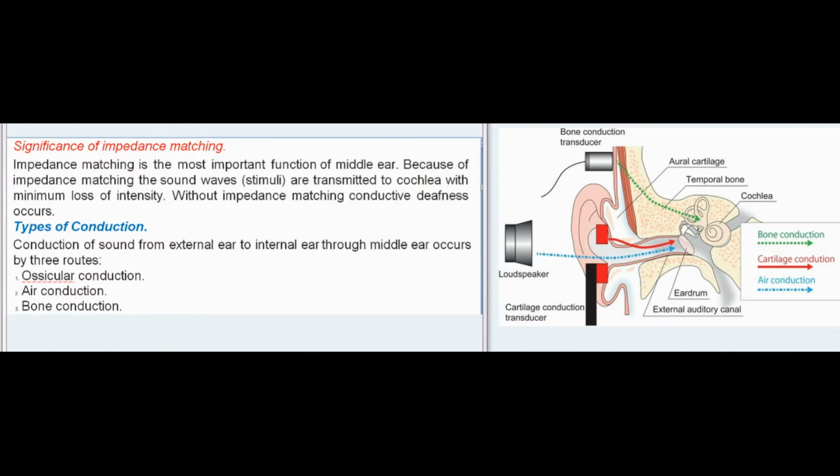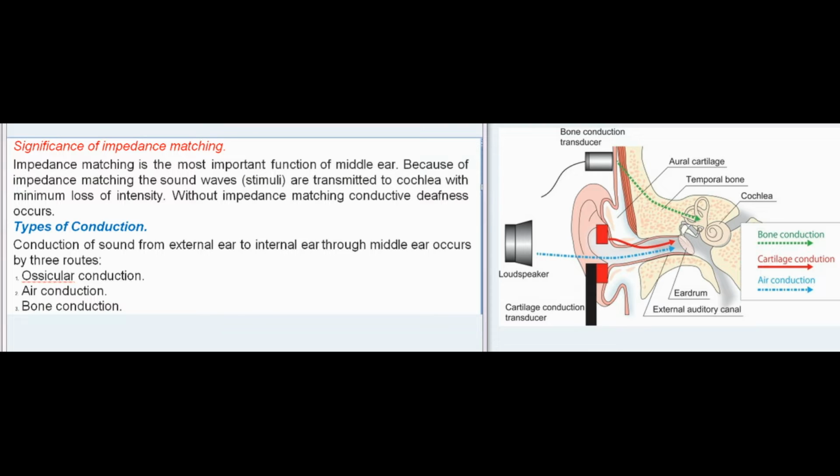Significance of impedance matching. Impedance matching is the most important function of middle ear. Because of impedance matching, the sound waves, stimuli, are transmitted to cochlea with minimum loss of intensity. Without impedance matching, conductive deafness occurs.